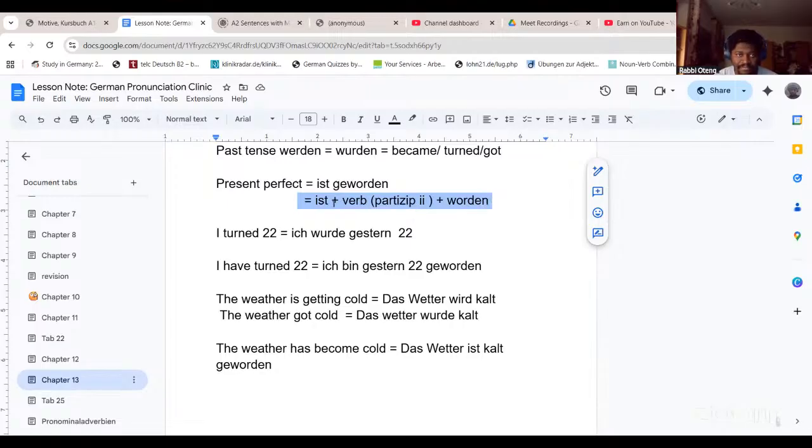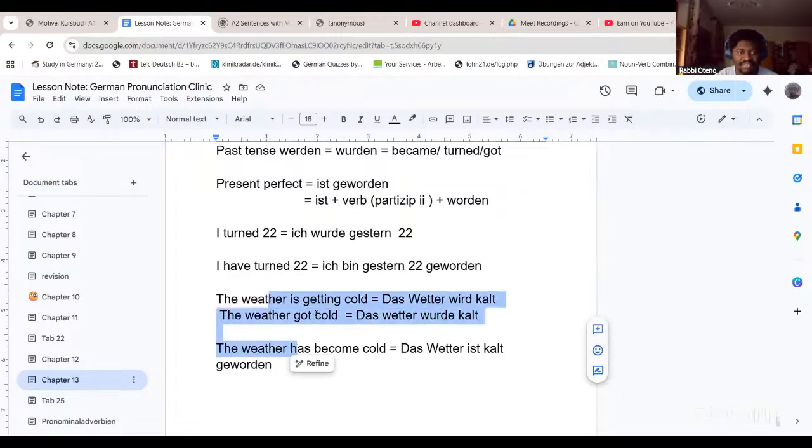The second format of the present perfect is often used in passive sentences, in the past tense, as in the present perfect. But with adjectives, we always use the first. She's becoming a mother. Sie wird Mutter. She became a mother. Sie wurde Mutter. But the present perfect will be: sie ist Mutter geworden. She has become what? A mother.